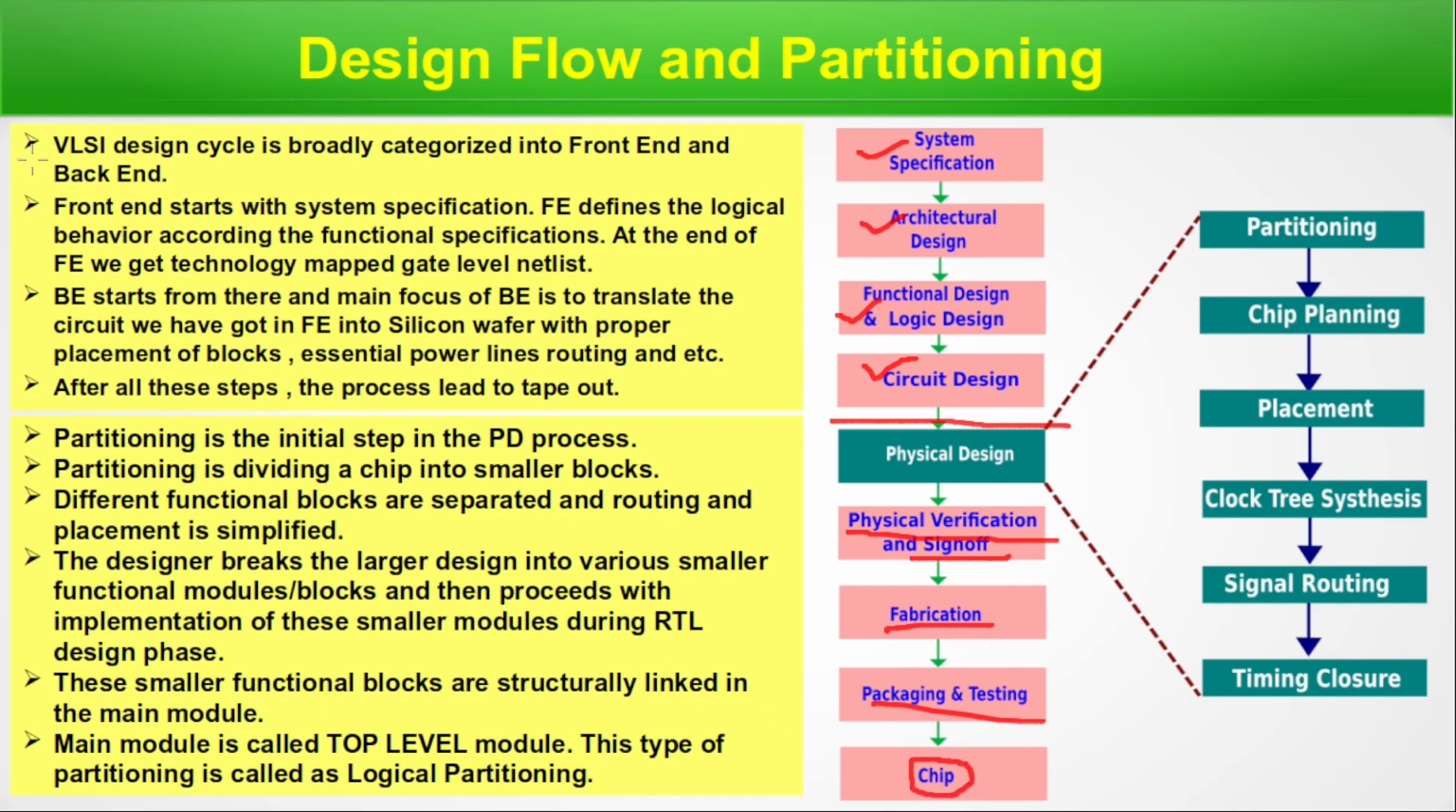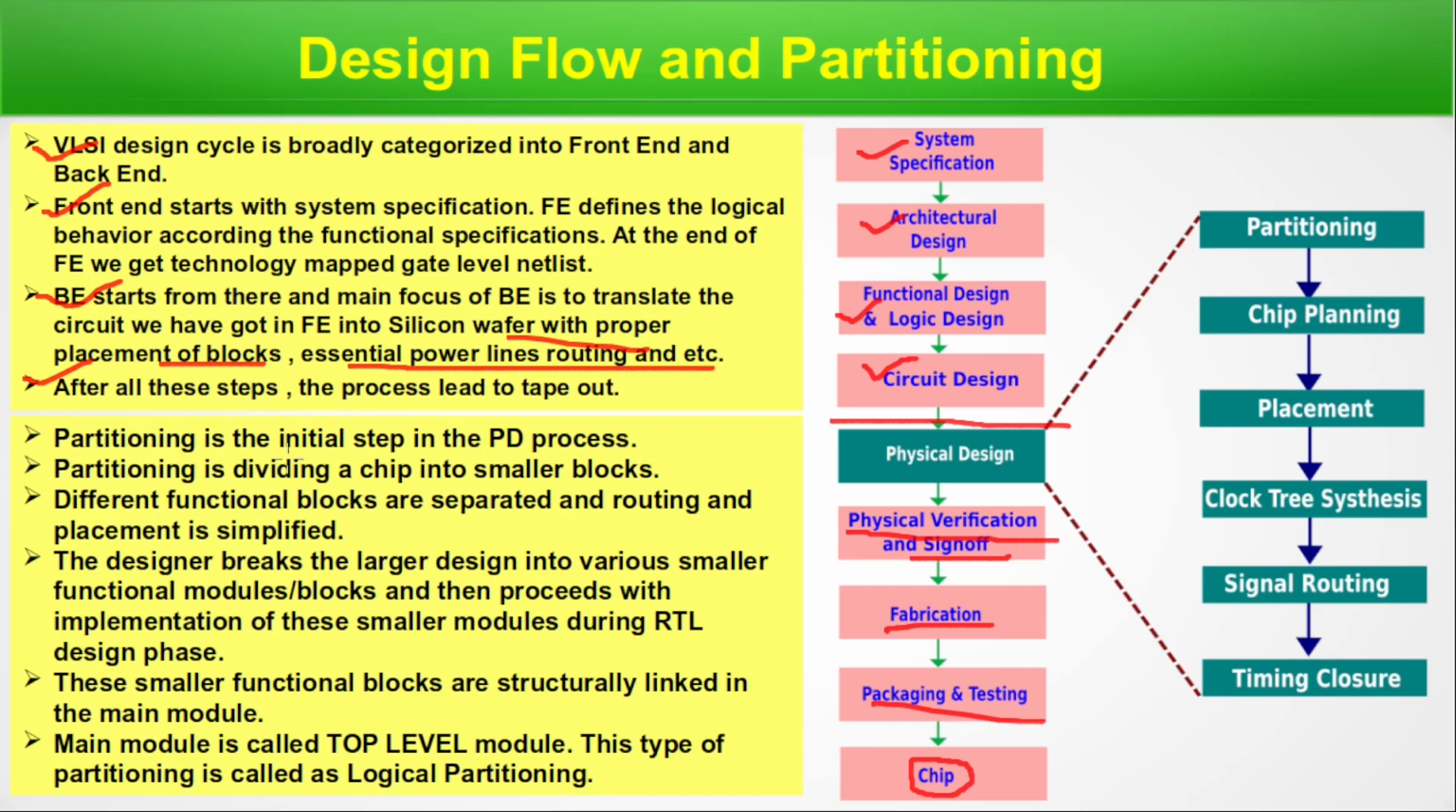So the VLSI design cycle is broadly categorized into front end and back end. We know that the front end starts with system specification and defines the logical behavior according to the functional specification. At the end of the front end, we get a technology mapped gate level netlist. So this is the objective of the front end. Now the back end starts from there, and the main focus of the back end is to translate the circuit we got in the front end into a silicon wafer with proper placement of blocks, essential power lines, routing, etc. After all these steps, the process leads to tape out. So this is a small description of the flow.